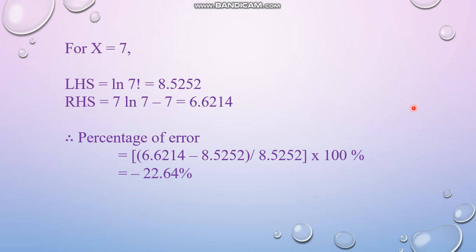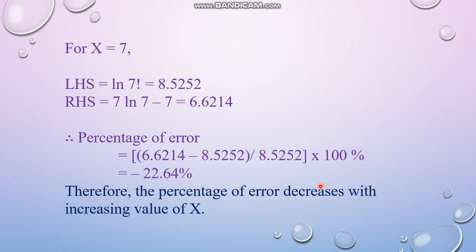So from this you can draw a conclusion. What is the conclusion? That the percentage of error decreases with increasing value of x, and if x is very large, then the left hand side and right hand side become almost equal. So this approximation you have to use in the derivation of the Boltzmann distribution law. So in our next lecture, lecture number 5, we are going to derive the Boltzmann distribution law.